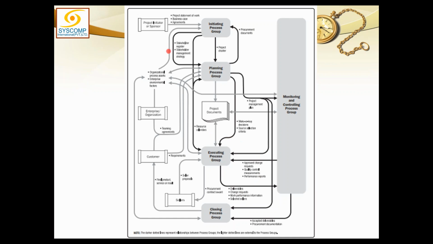Gray lines show interaction of all the process groups with outside entities. If you are getting organizational process assets and enterprise environmental factors from the enterprise, it should be coming to the initiation through a gray arrow. Sponsor is bringing along statement of work, business case and agreement through a gray arrow. So all the gray arrows are with the external entities. Process groups are interlinked through the black arrows.